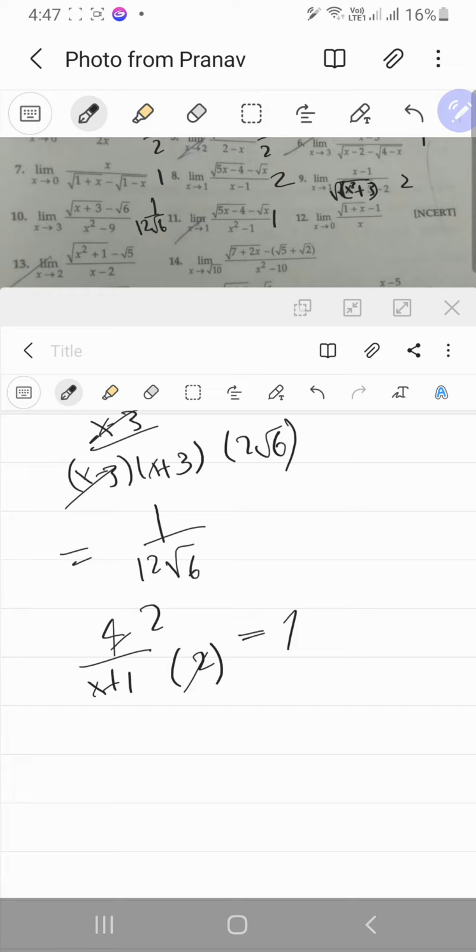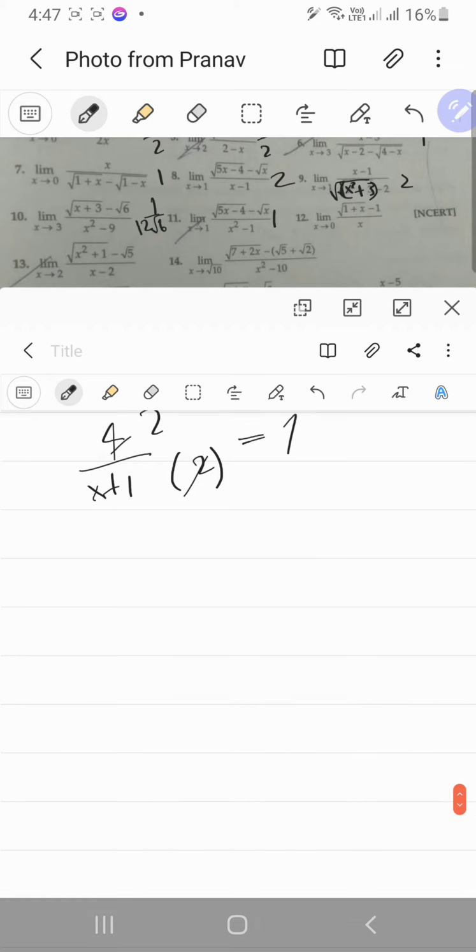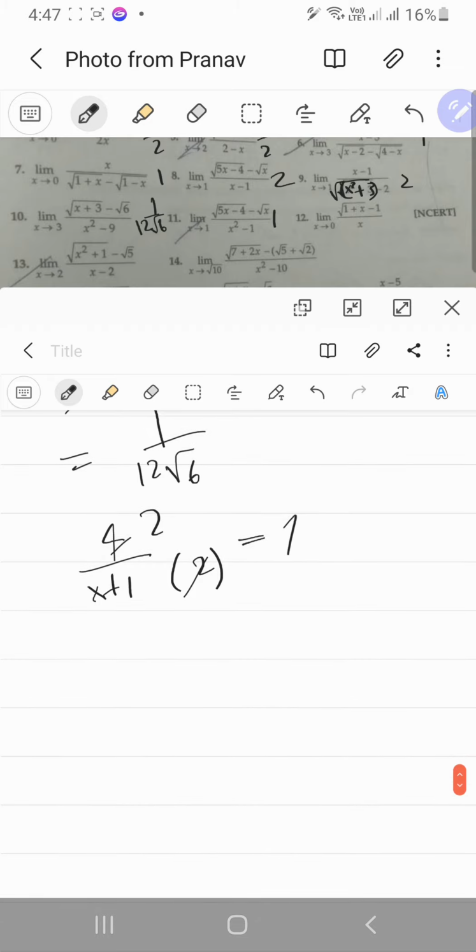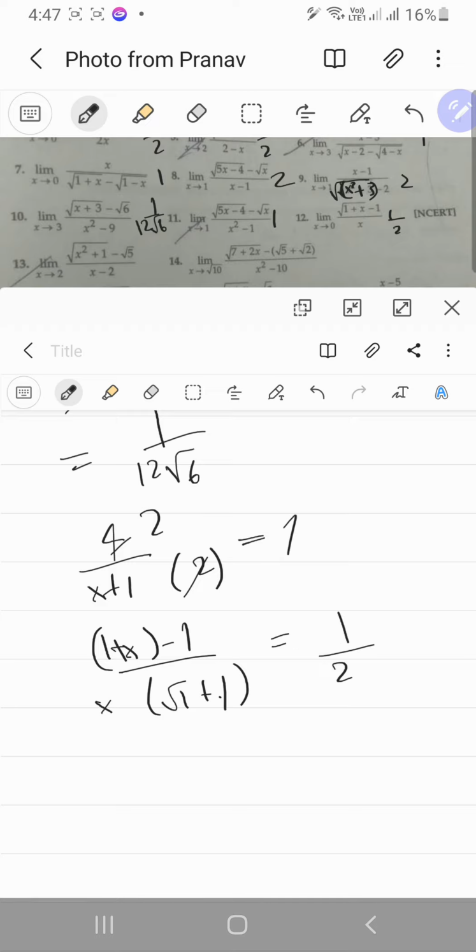Next question. X tends to 0, square root of 1 plus x minus 1 upon x. These are all so easy. In fact, this can also be done using the general binomial theorem, so we know this is going to be half, but still, let's just do this. This should be 1 plus x minus 1 upon x, and then you should be having square root of 1 plus square root plus 1 basically. So this is going to be 1 upon 2.